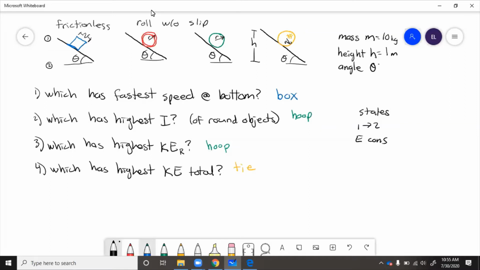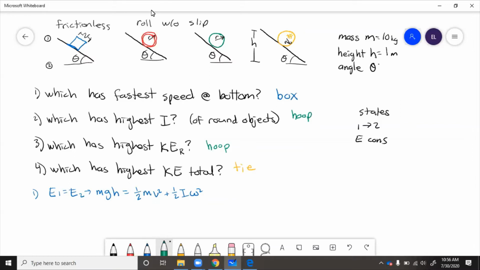Okay, so for 1, fastest speed at the bottom. Well, we know that energy at 1 equals energy at 2, mgh. At 1, we only have potential energy, and then at 2, we only have kinetic, equals the translational, 1/2 mv squared, plus the rotational, 1/2 I omega squared. But first we need to figure out I for each of these things.